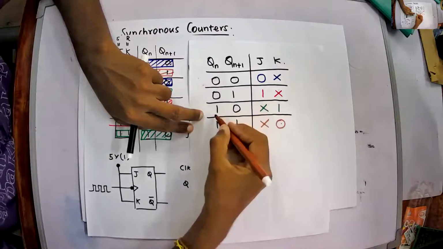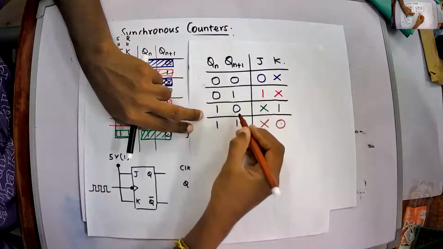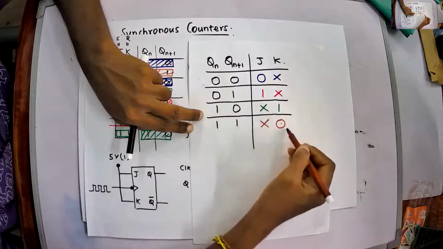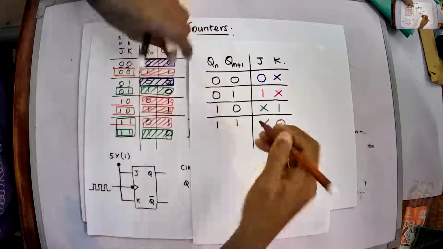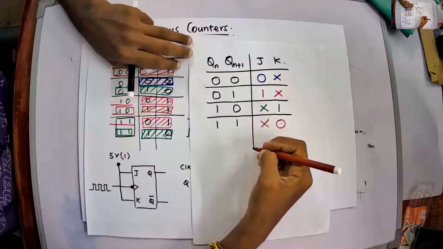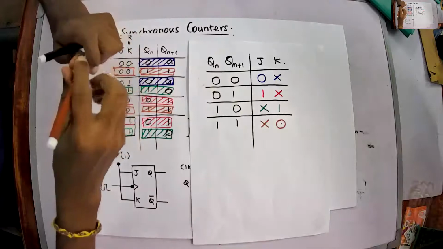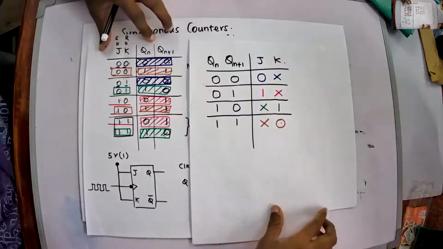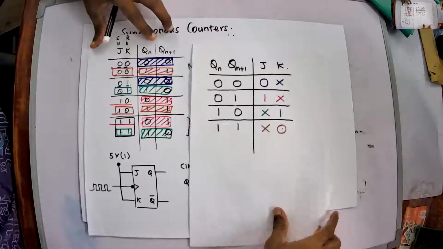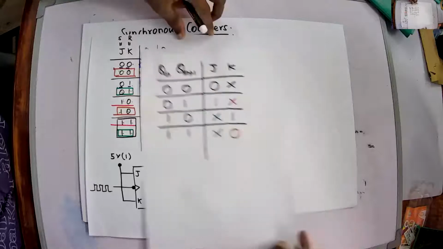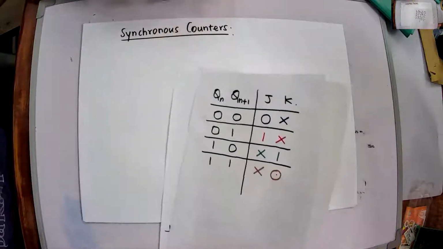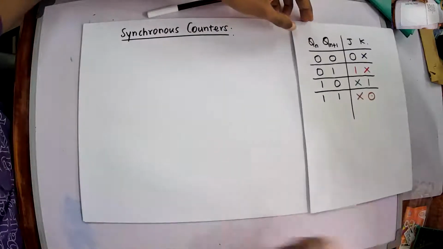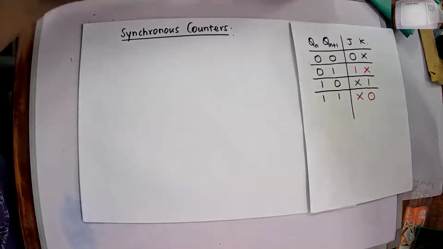Clear? Similarly, when Qn is 1 and Qn+1 is 0, it might be don't care and 1, and don't care and 0. So this table is called the excitation table or state table, the present state, next state table. We can call it a state table, or in some textbooks they use the term excitation table. You can use any of them. Now let's see how we can use these state tables for our counters, to design our synchronous counters.